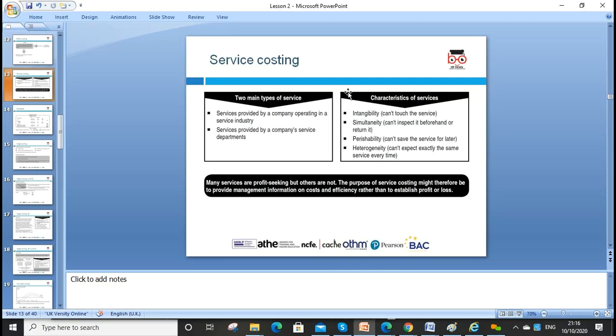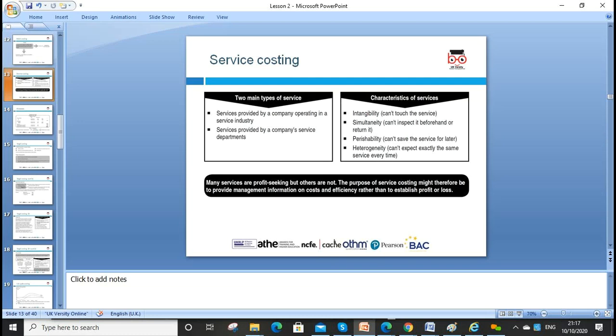Service provided by a company in the service industry or service department has certain characteristics. Service is intangible: we can't really see it or touch it. A service is produced and consumed simultaneously, and it is perishable: we can't store it.